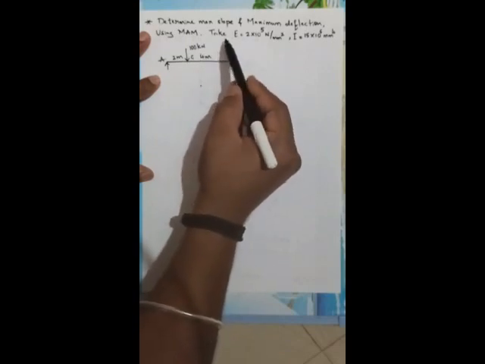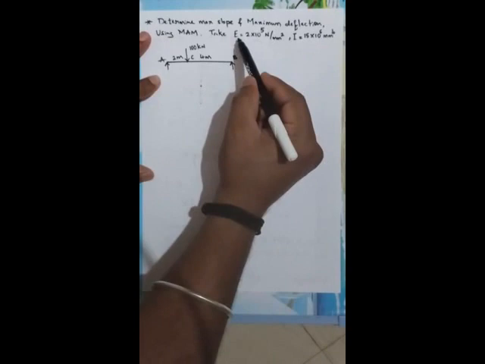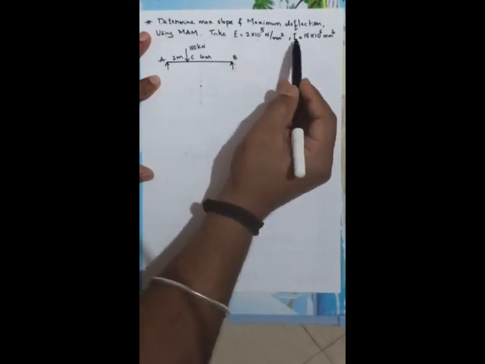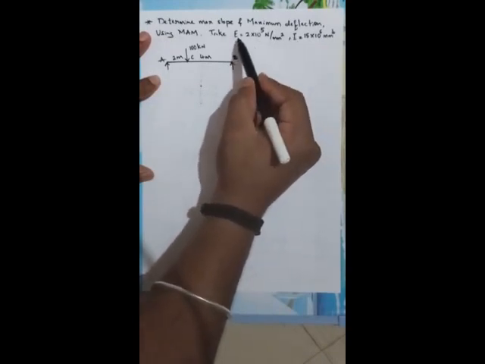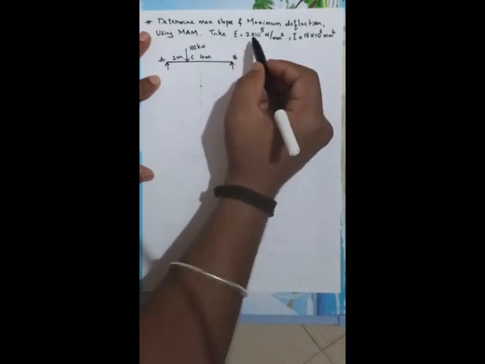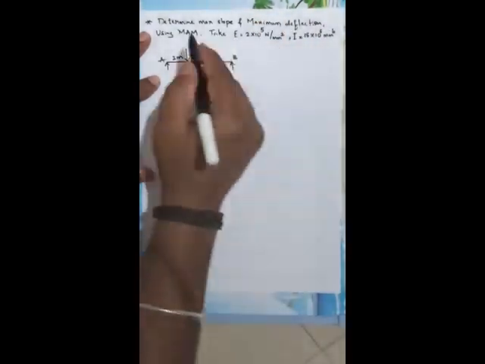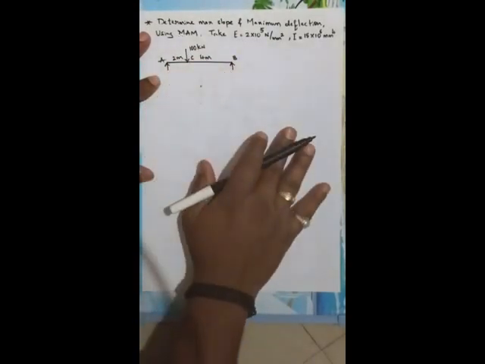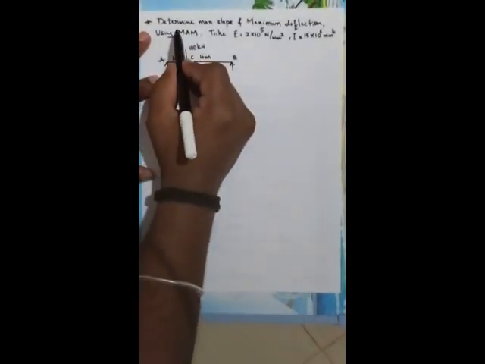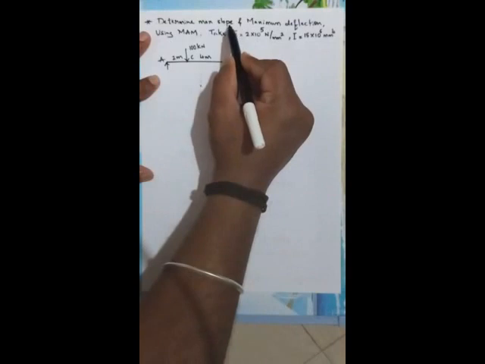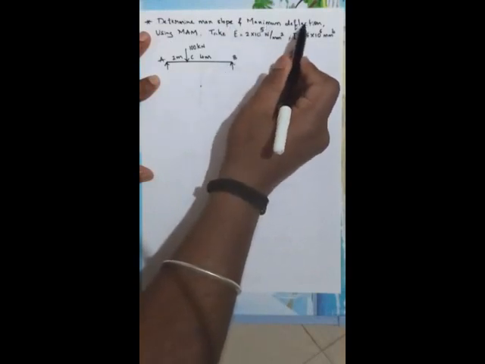So again here they have given the values of Young's modulus and moment of inertia. Let us discuss this Young's modulus and moment of inertia later. First we'll go through the problem. Here they have asked for the maximum slope and maximum deflection.